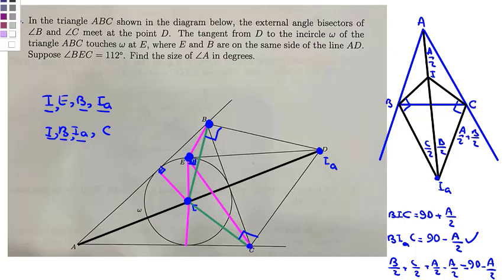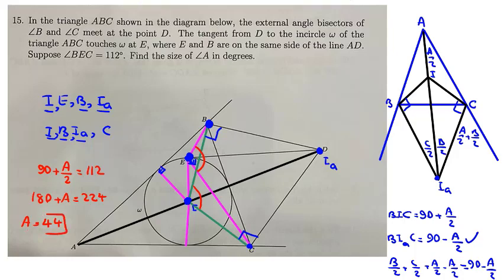Now we can say this angle BEC is equal to this angle, this one. And we said BIC is 90 plus A over 2. So 90 plus A over 2 equals 112. If we multiply by 2, it will be 180 plus A equals 224, and A equals this minus this, which equals 44. Okay, so we've reached the answer.